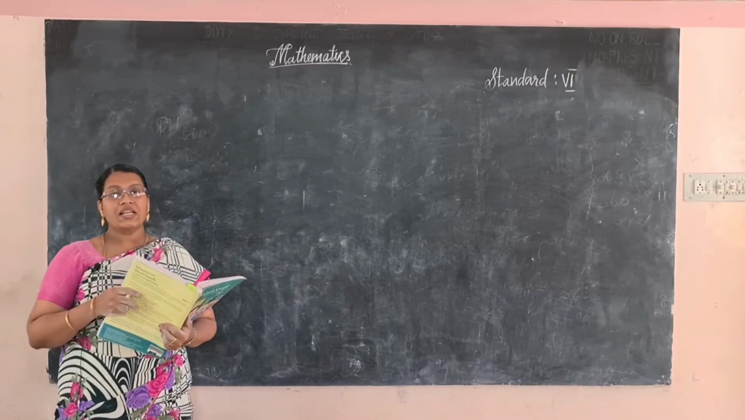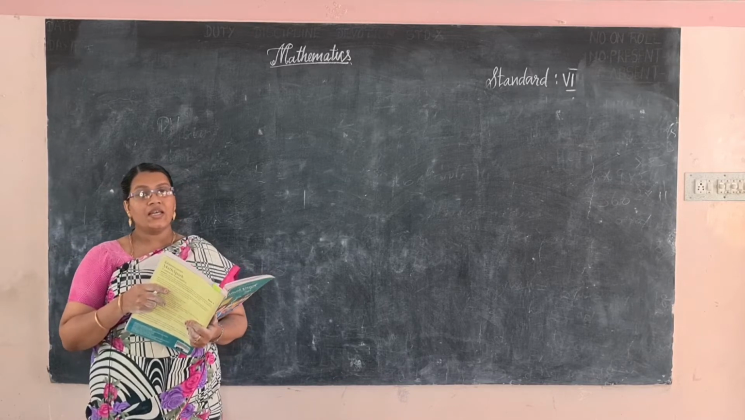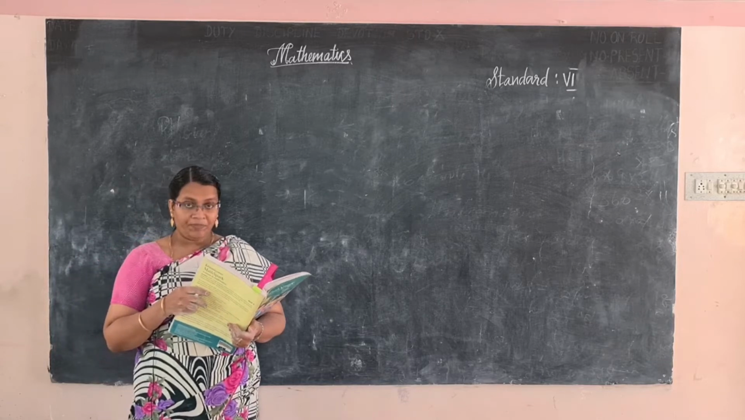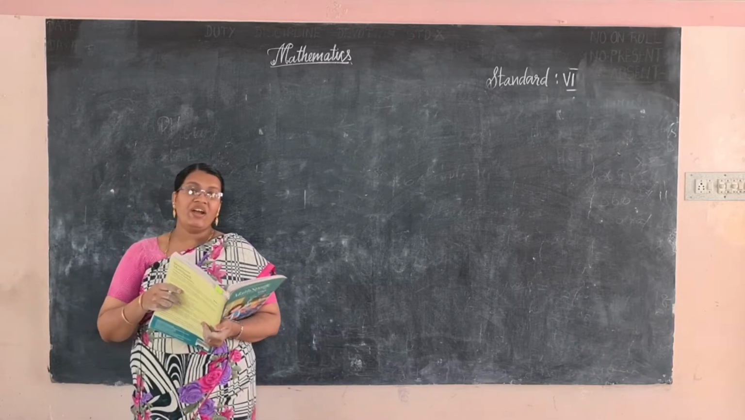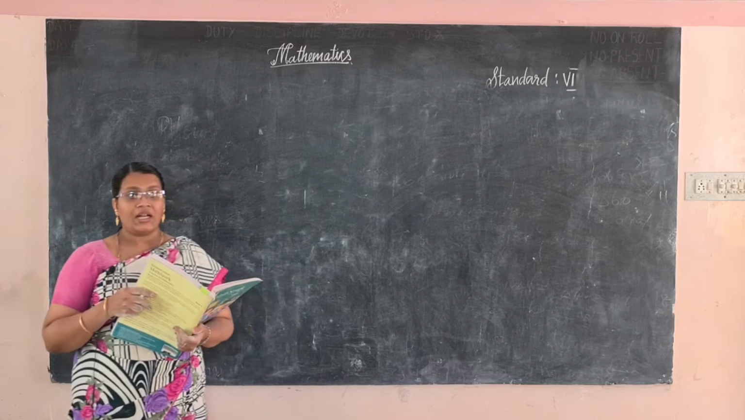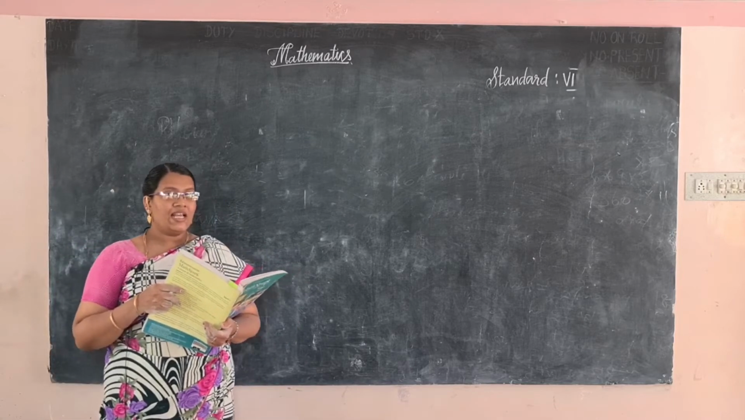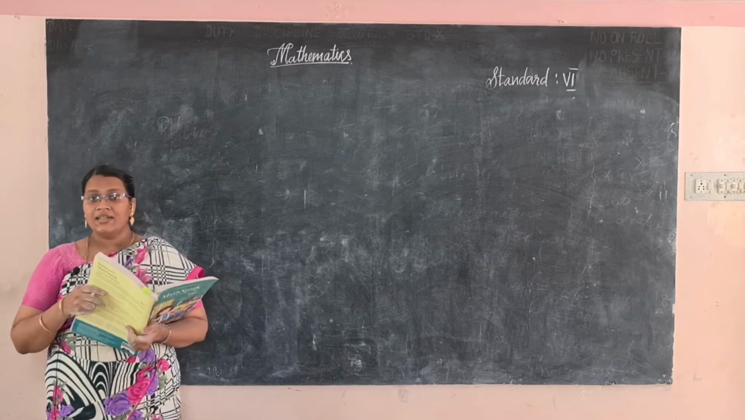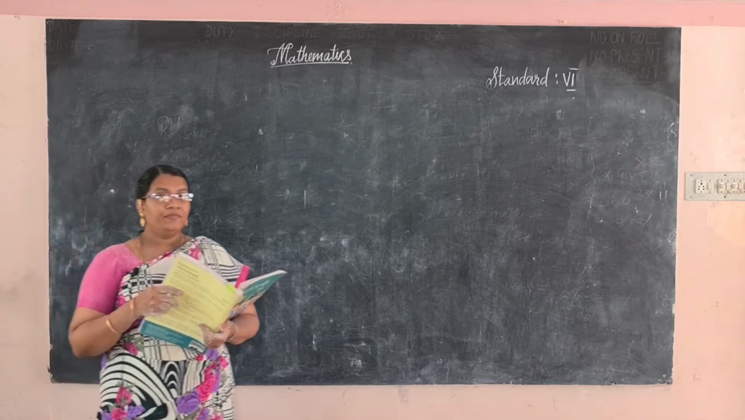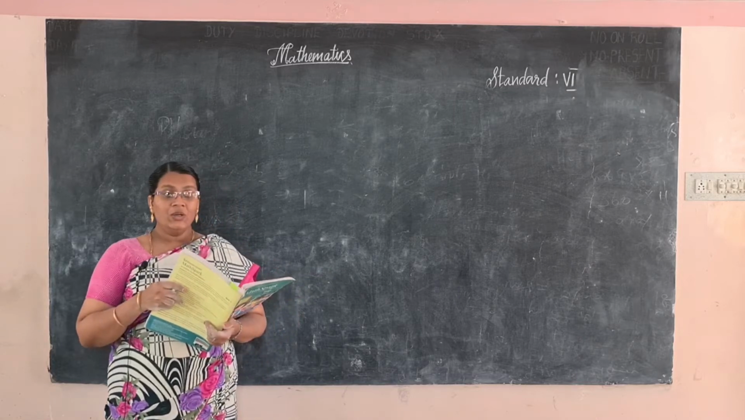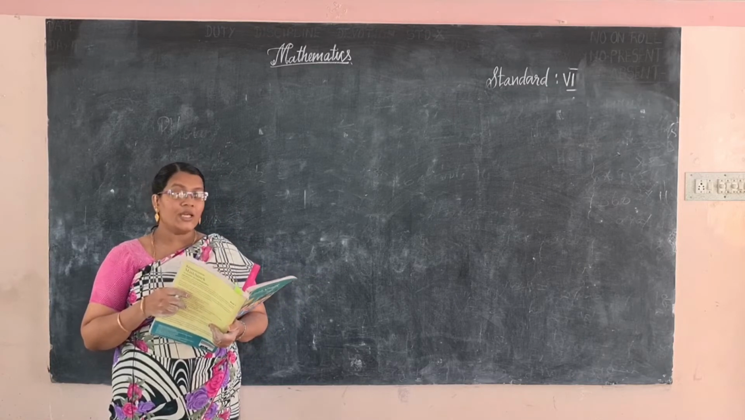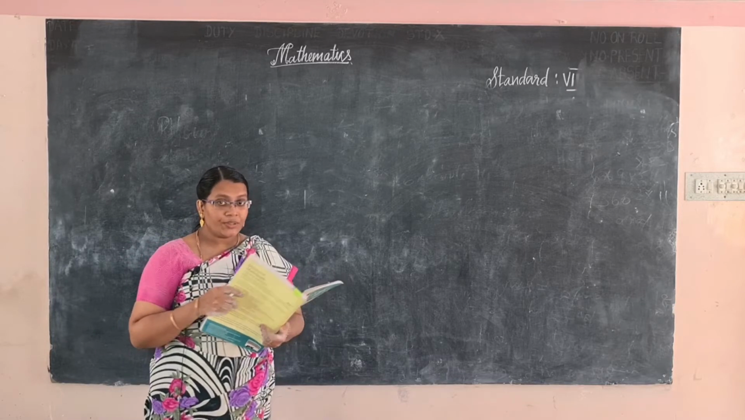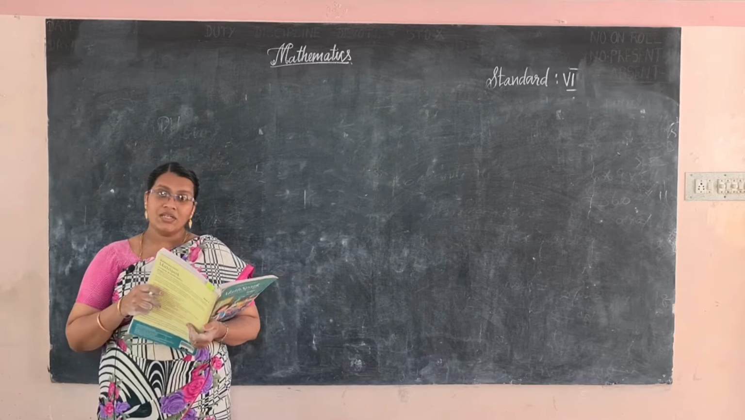Students, in a previous class we have learned about the LCM. LCM means least common multiple, and finding the LCM by using the prime factorization method and common division method. And one more formula we learned in the last class. Do you remember? The product of two numbers is equal to HCF into LCM.